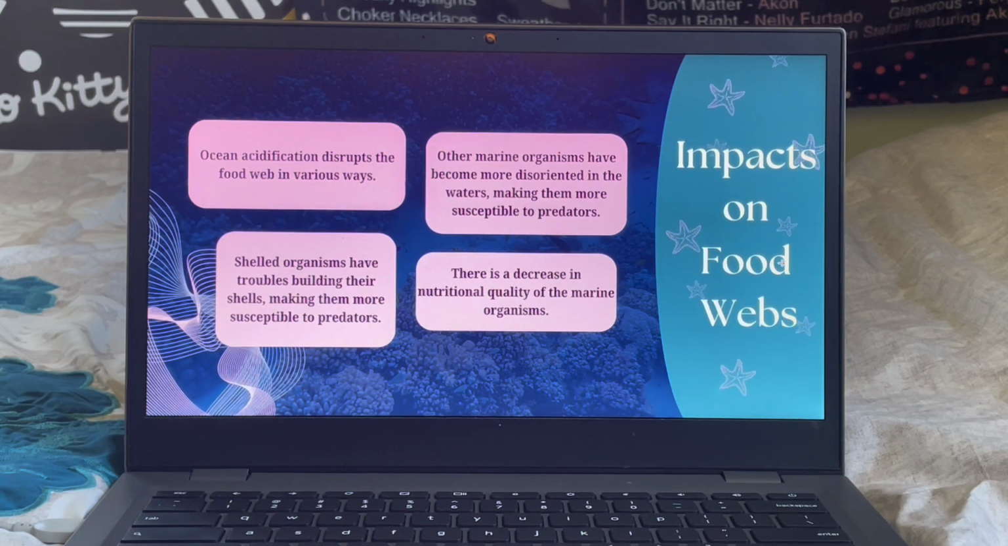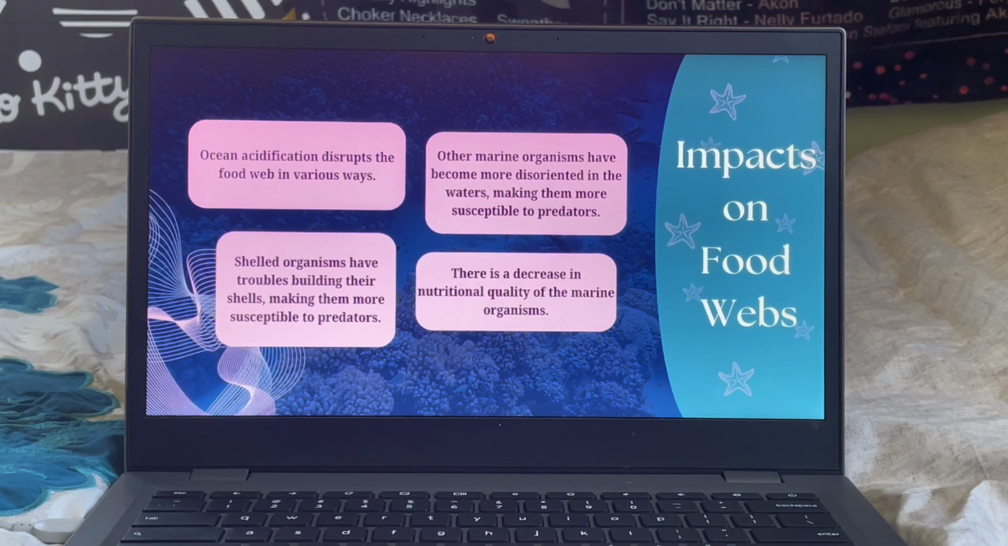Like mentioned before, there are impacts on food webs. These can occur in various ways. For shelled organisms, ocean acidification makes it harder to build up shells, which is their primary defense mechanism. This makes them more susceptible to predators and decreases survival and reproduction rates. Without the supply of these organisms, predators are either left with no food or finding outside sources of food, which will disrupt the food web. This happens with other marine organisms as well, and while it's not the same and they are not shelled, their defense mechanisms are becoming less useful as they become more and more disoriented in acidic waters, making them more susceptible as well.